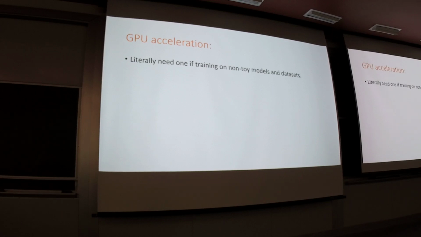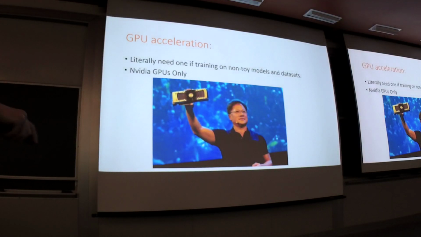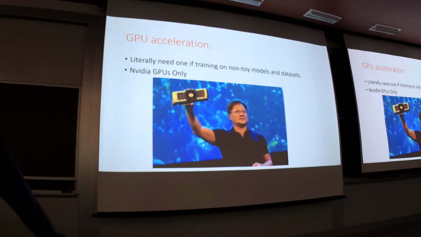One big thing in TensorFlow, in deep learning, is that for a non-toy model, using the CPU to do the computation is way slower than using a GPU. So if you have a considerable size of data set and you want to use deep learning, you need a GPU. It will be too slow to train on CPU only. But unfortunately, TensorFlow currently only supports the GPU from NVIDIA.